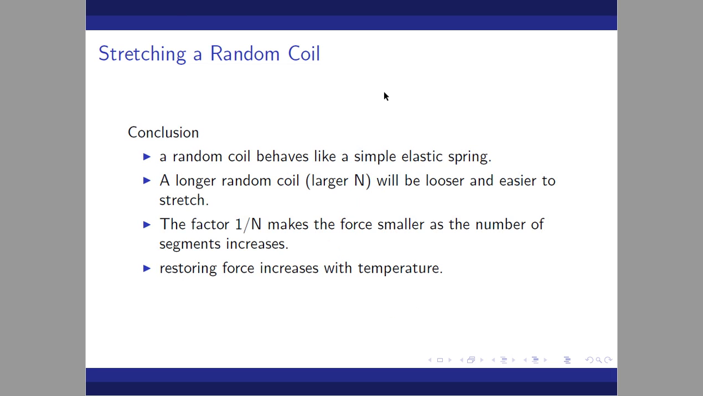So the conclusion is that a random coil behaves like a simple elastic spring. We can stretch the spring, and when we release it, it will clump back. A longer random coil will be looser and easier to stretch. The factor 1 over n makes the force smaller as the number of segments increases. The force gets smaller when the number of segments increases, and the restoring force increases with temperature.